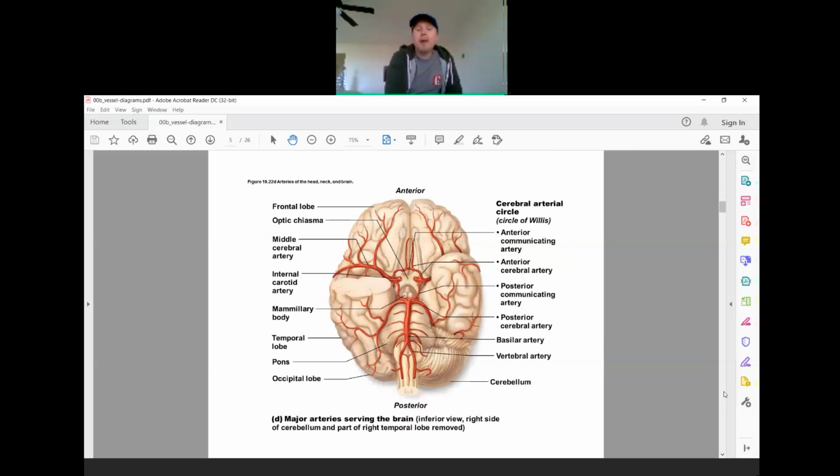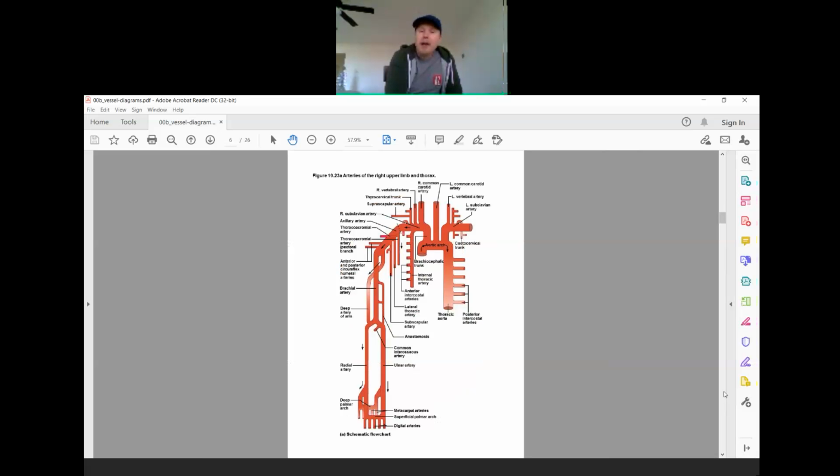Same for the brain, supply of the blood within the brain. This is the upper limb diagrammatic representation. Heart would be here, the arch of aorta, and we're looking just on one side, the major blood vessels that you need to know of the upper limb.